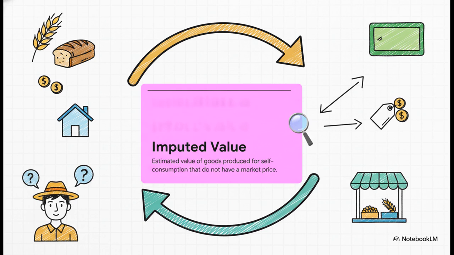Think about a farmer, right? They grow grain, but they keep a portion to feed their own family instead of selling it. That grain was still produced in the current year. It absolutely added value to the economy. But because it bypassed the open market, it doesn't have an official price tag. So we have to impute, or basically estimate, its value based on what it would cost in the market. Keep this concept front and center.